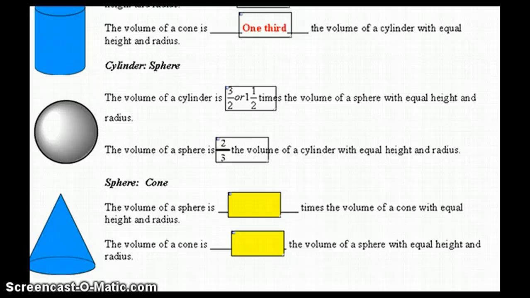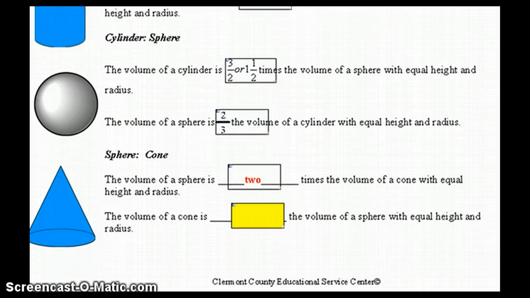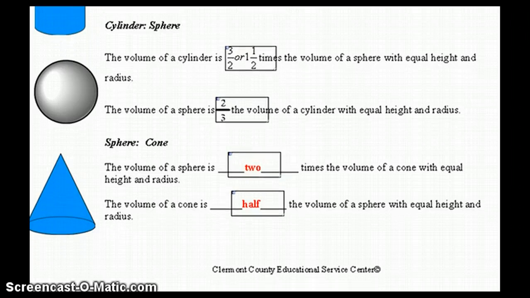When looking at a cone and comparing it to a sphere, the volume of a sphere is 2 times the volume of a cone with equal height and radius. So this sphere would be 2 times the volume of the cone. The volume of the cone, therefore, is half the volume of a sphere with equal height and radius.